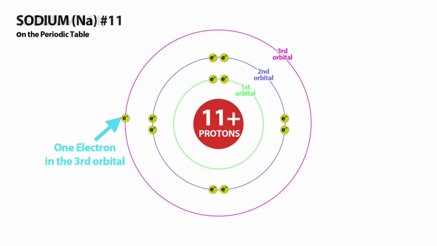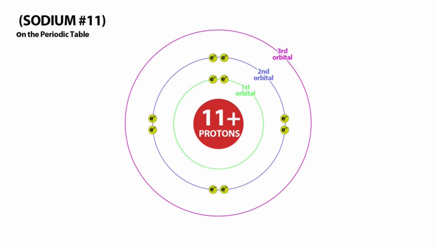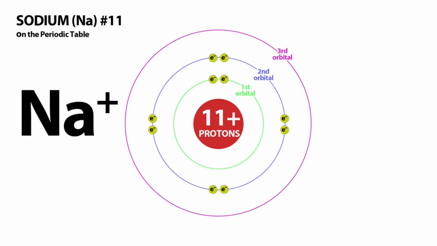However, if we remove this 1 electron, it now has a stable configuration of a total of 10 electrons. 2 electrons in the first orbital, 8 in the second. But it's now no longer neutral because it has 11 protons and only 10 electrons. This makes sodium a 1 plus cation, Na+. The sodium ion is incidentally the most abundant cation in the body.